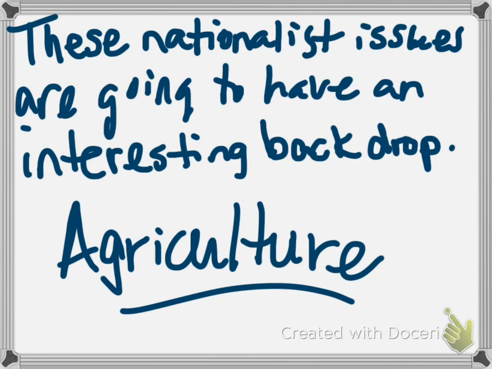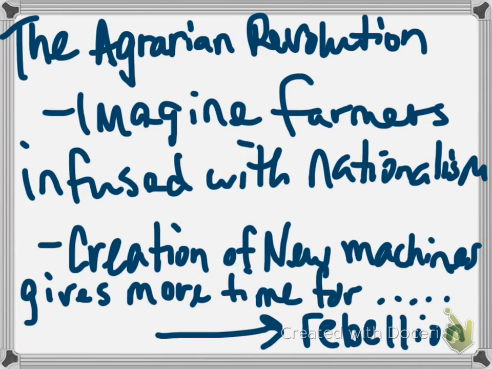Now, these issues are going to get an interesting backdrop as we look through history. There always seems to be a third wheel to any situation. And the third wheel in this is agriculture. There's going to be an agricultural revolution, or an agrarian revolution. Now imagine farmers infused with nationalism. Traditionally, farmers have been the backbone of every society. And these farmers are no different. And when you infuse them with nationalism, you've got a really motivated group that controls all of the food in the country. Now, they're also going to have the creation of new machines.